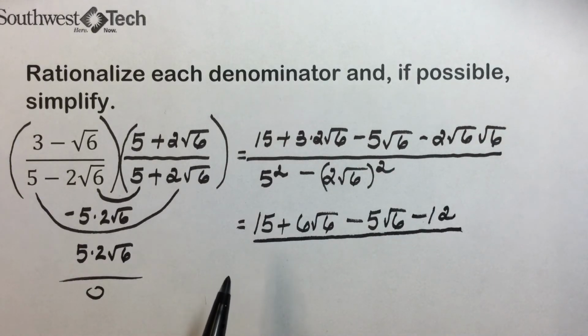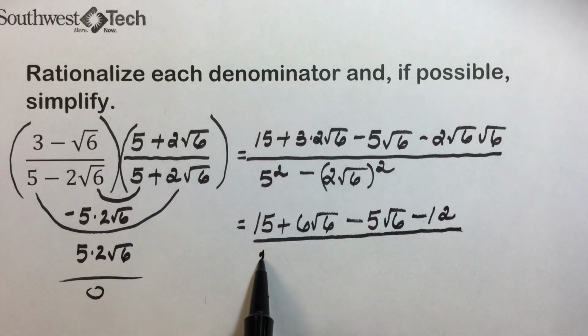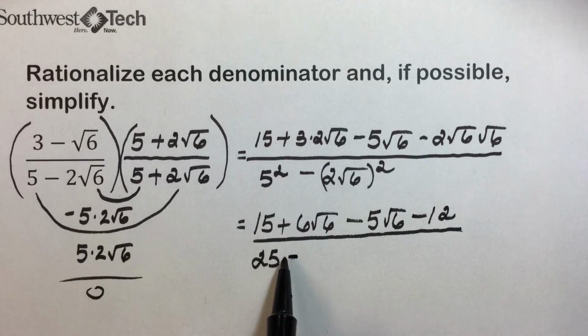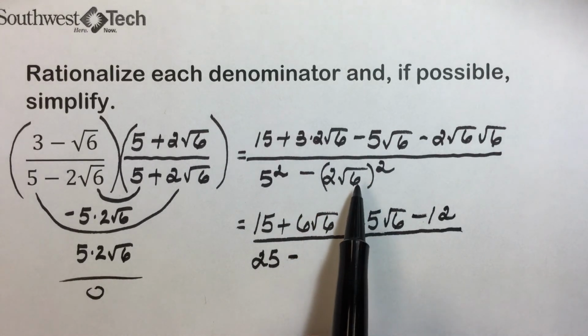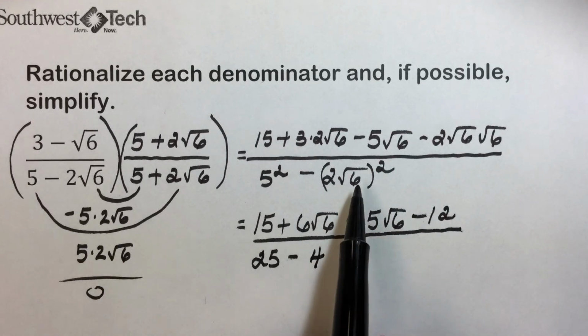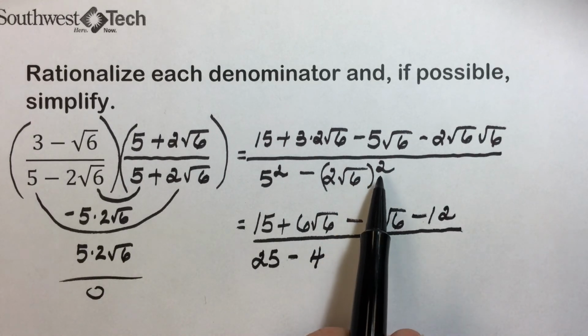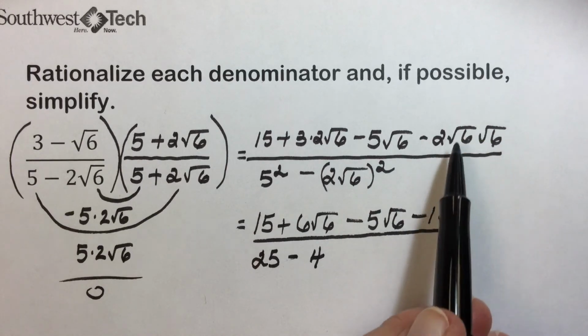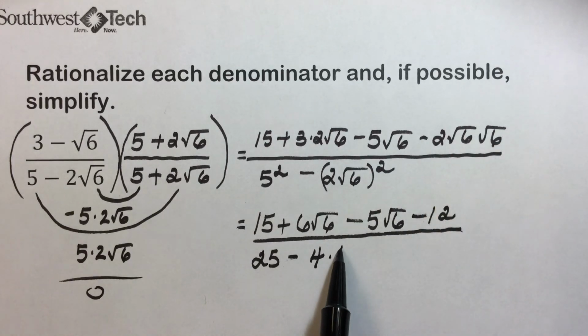In the denominator, simplifying, 5 squared is 25. And we have each of these terms being squared in the second term. 2 squared is 4. Square root of 6 squared is just like we saw here, which will result in a 6.